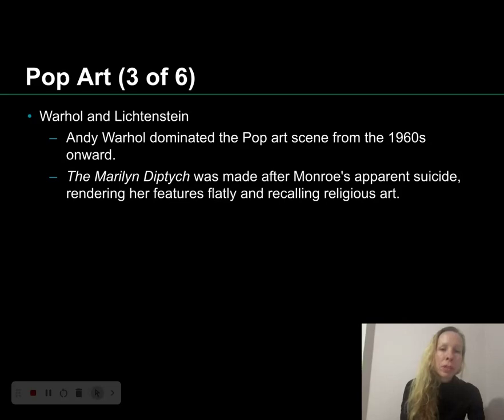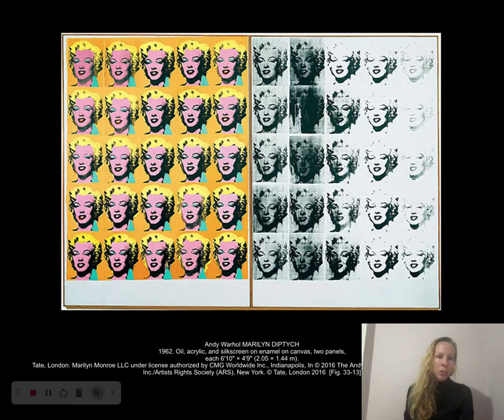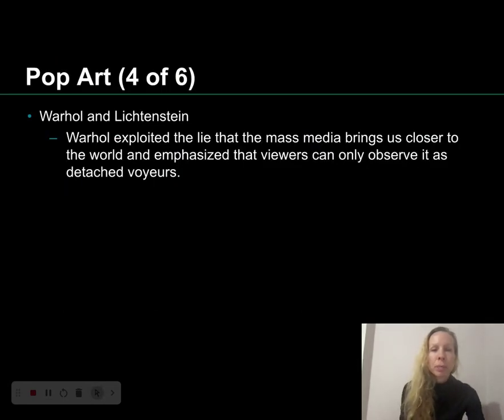And then Andy Warhol, he was really dominant of the pop art scene. This is kind of like a homage, and it's a bit more serious. It's a homage to Marilyn Monroe after her suicide, and maybe not so much a critique of her, but maybe a critique of the viewer or people that followed her or worshipped her or loved her. And I think this can be contemplated and thought about in a more serious manner. So he exploited the lie that mass media brings us closer to the world and emphasized that viewers can only observe it as detached voyeurs.